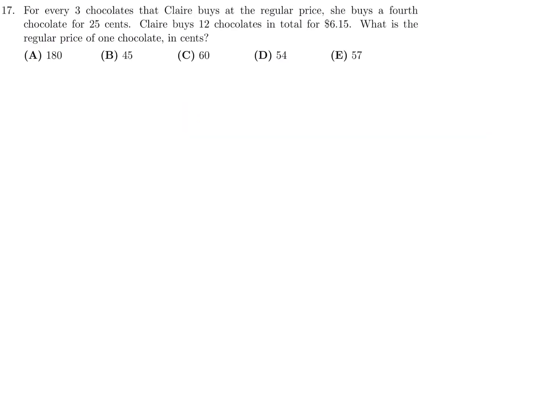For every 3 chocolates that Claire buys at the regular price, she buys a 4th chocolate for 25 cents. Claire buys 12 chocolates in total for $6.15. What is the regular price of 1 chocolate in cents? Okay. We have a scenario where she's going to buy 3 at regular price, and then the 4th one for a quarter, 25 cents. And she's buying 12 in total, right?